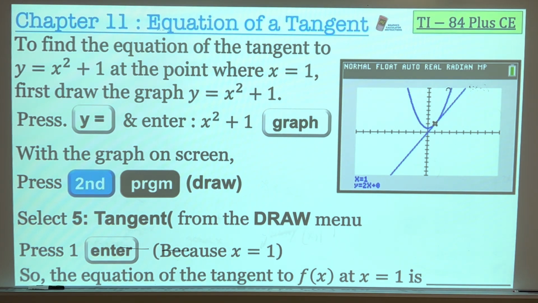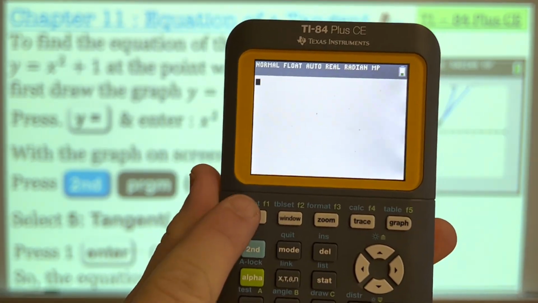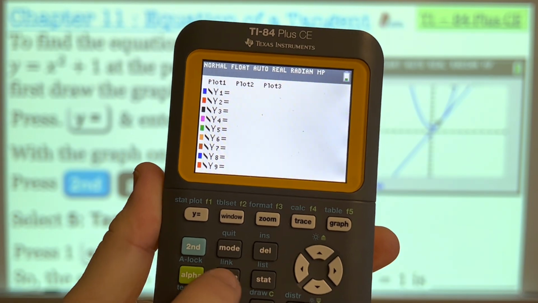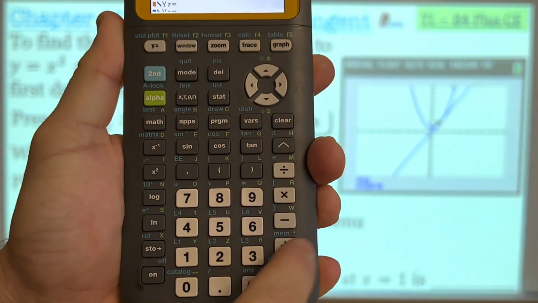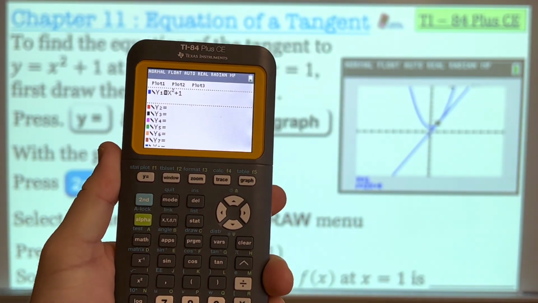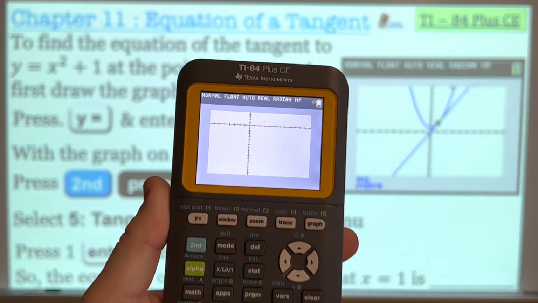So on my calculator, I like doing this so much better than at my house. I'm wrecking my back. Got my calculator here. I press y equals. Right in here, I'm going to press x squared, plus 1. I'm going to hit enter, and then the graph button's right here. So I got my graph.